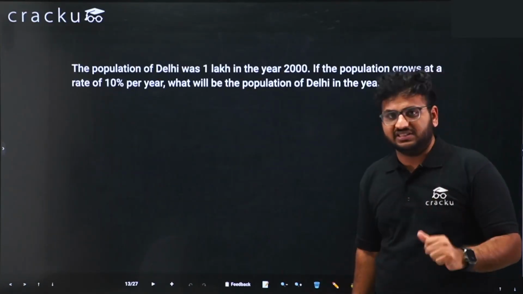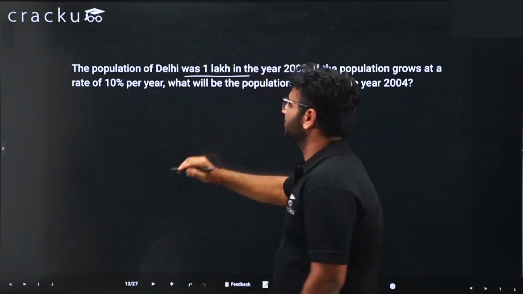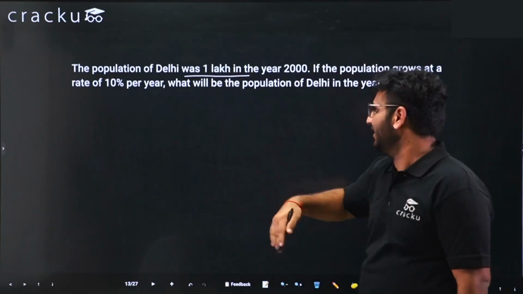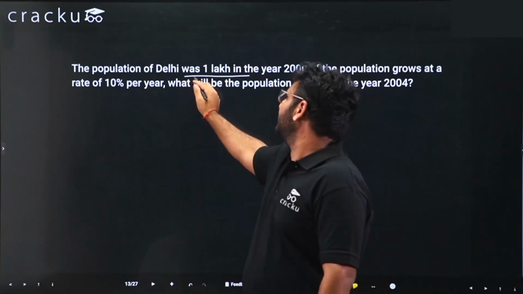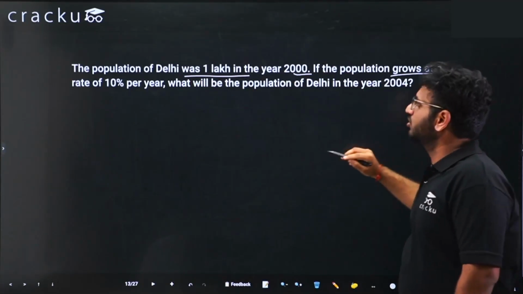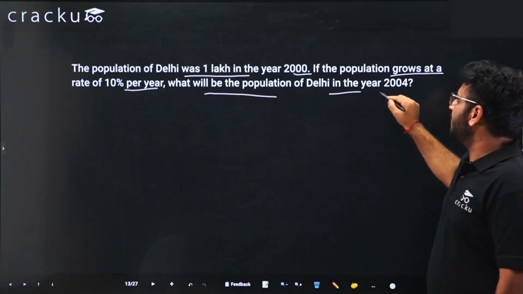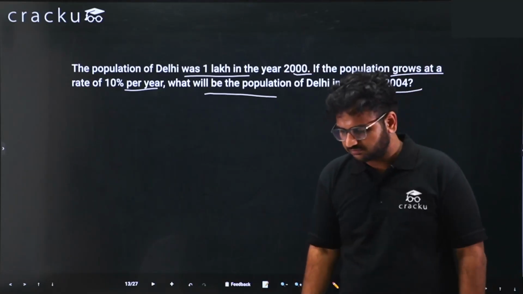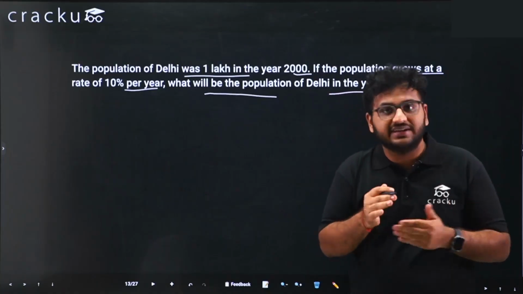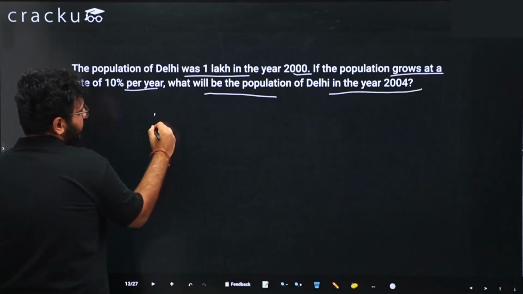Now let us solve some questions. So let us see this question. The population of Delhi was 1 lakh. This is an imaginary question, so don't worry. Delhi's population is not 1 lakh. So let us assume that the population of Delhi was 1 lakh in the year 2000. If the population grows at a rate of 10% per year, what will be the population of Delhi in year 2004? So basically we can see that this is successive change. Every year 10% it is increased. So it is something like this. So Delhi's population is 1 lakh.